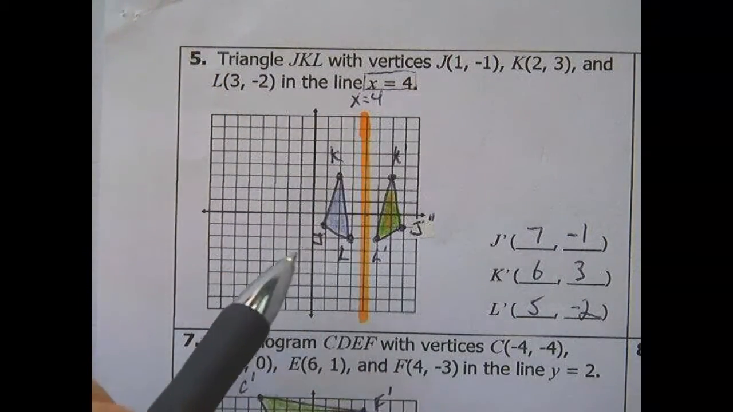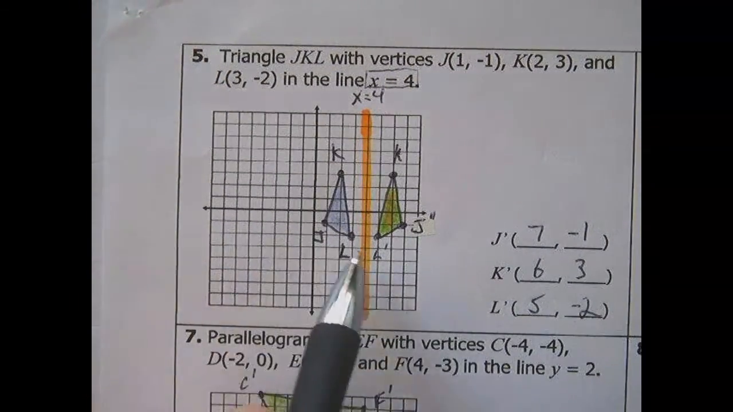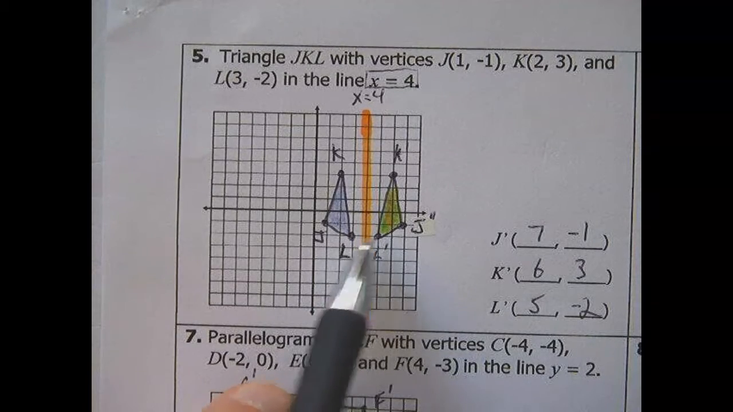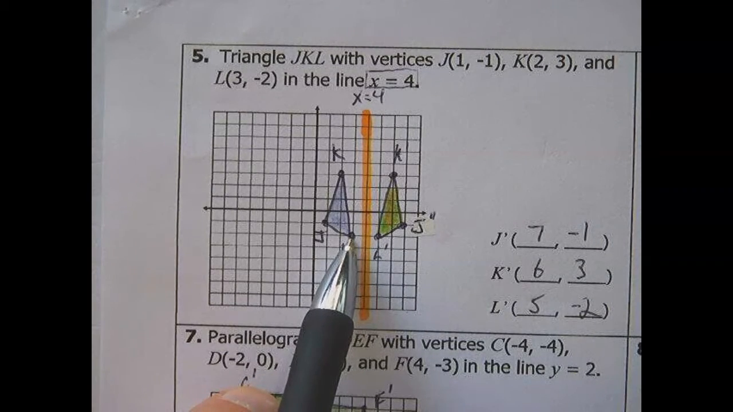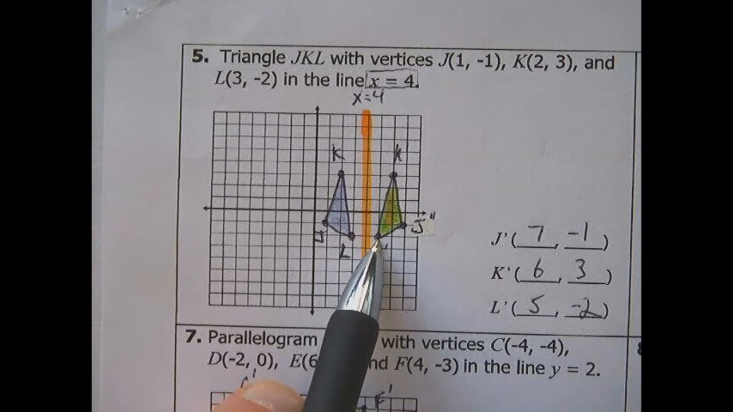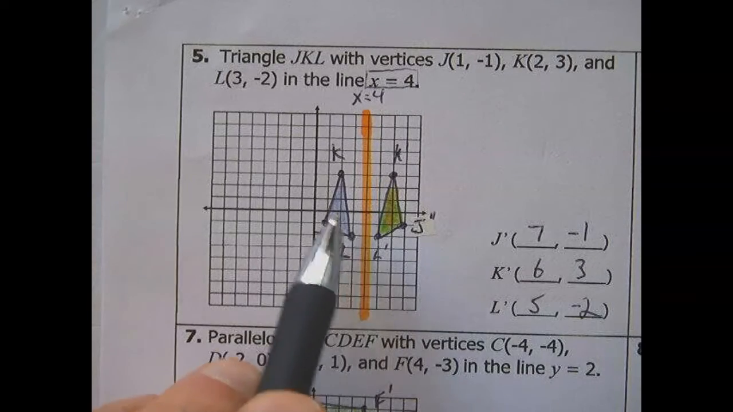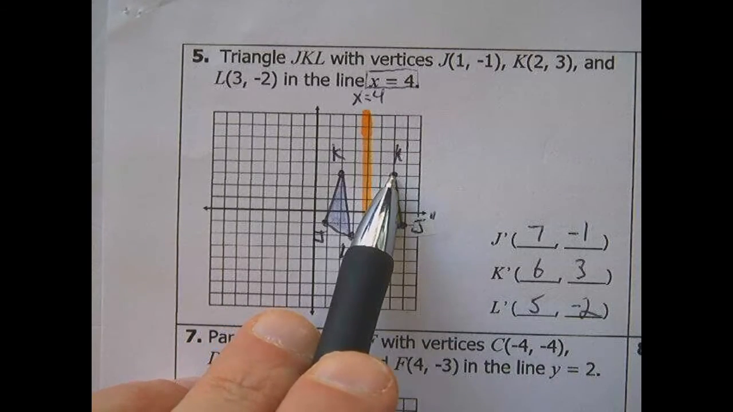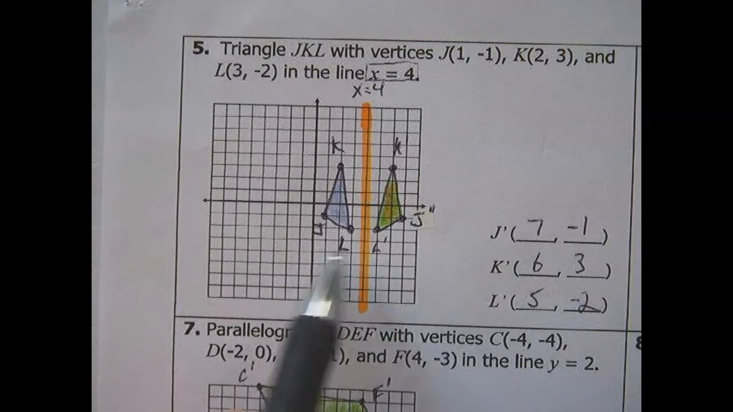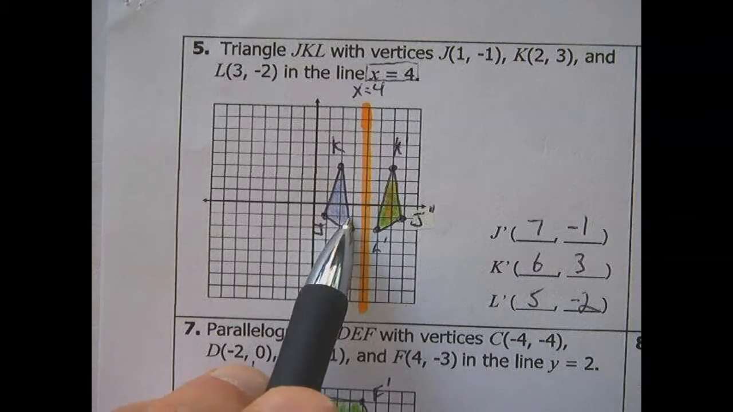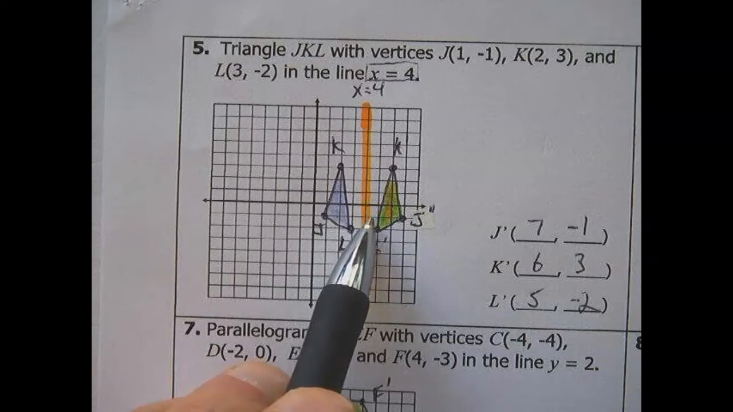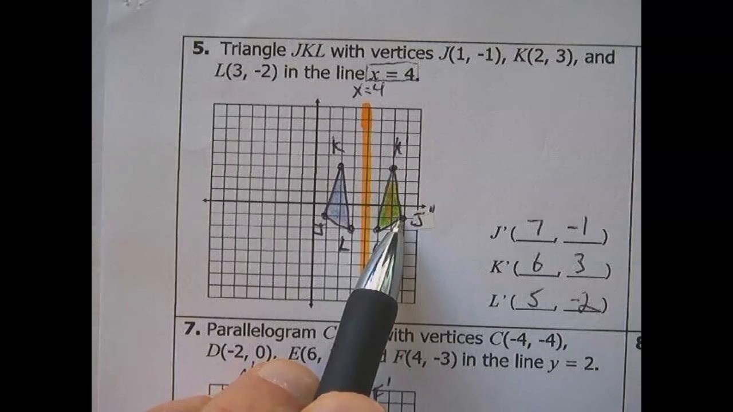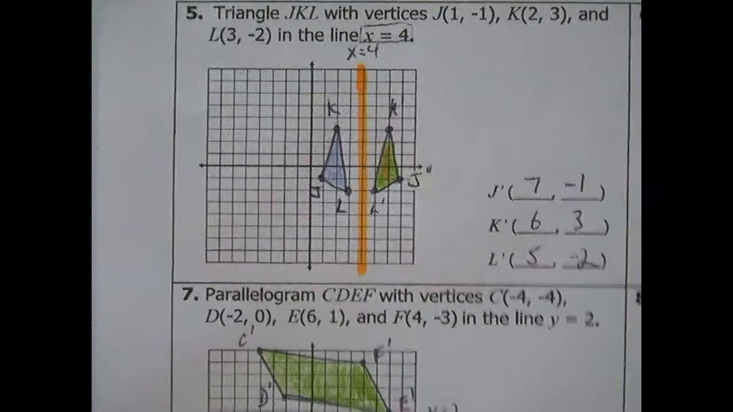I plotted the pre-image points here, and then you just count to the other side of the line. So if this was 1 unit to the left, its reflection will be 1 unit to the right. If this one is exactly 2 units to the left, its reflection is exactly 2 units to the right. And once you get your point, same thing with J. J is actually 1, 2, 3 units to the left, so we have to go 1, 2, 3 units to the right. And then just plot the points.